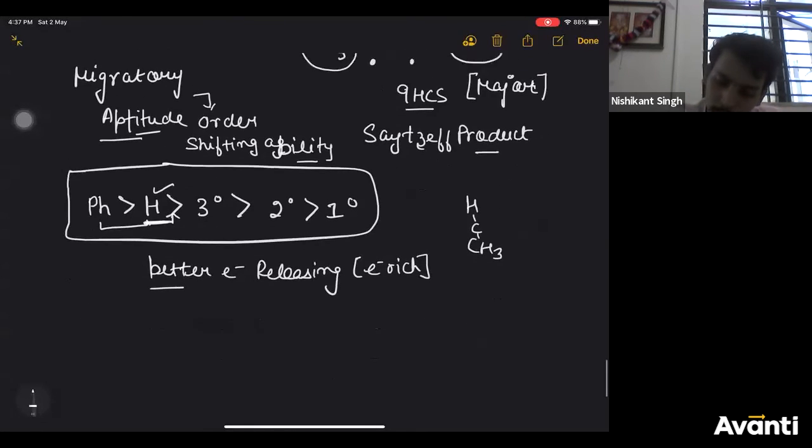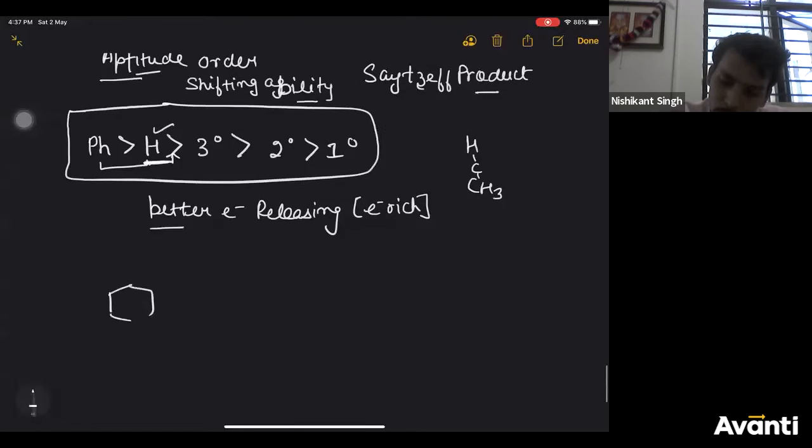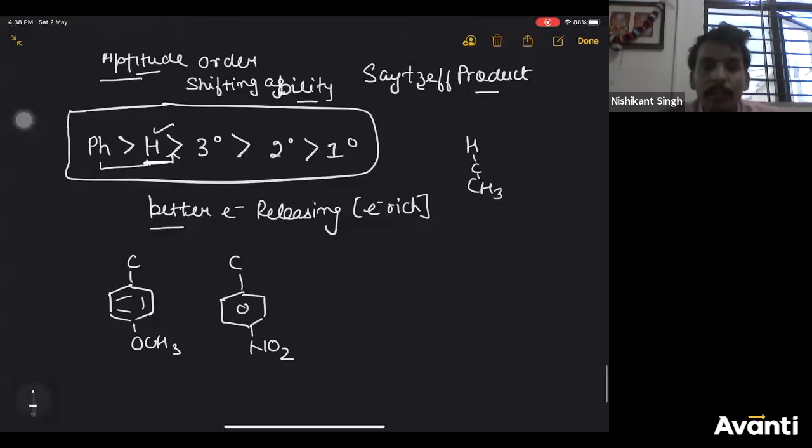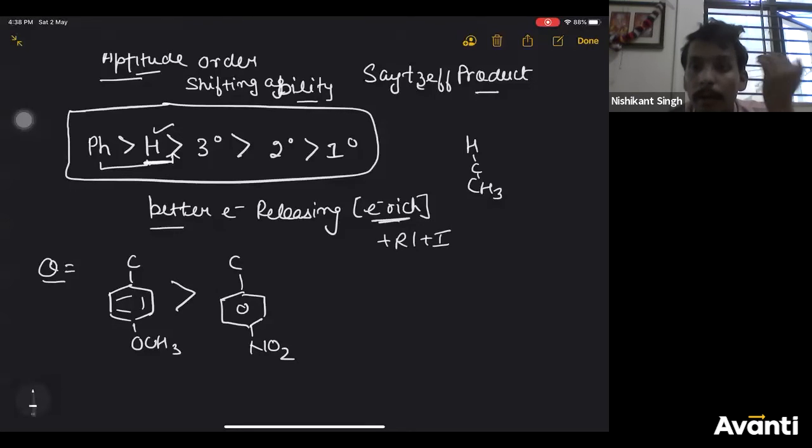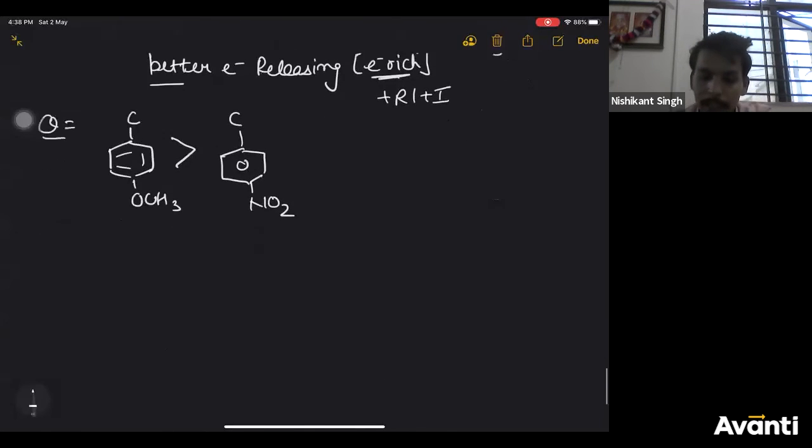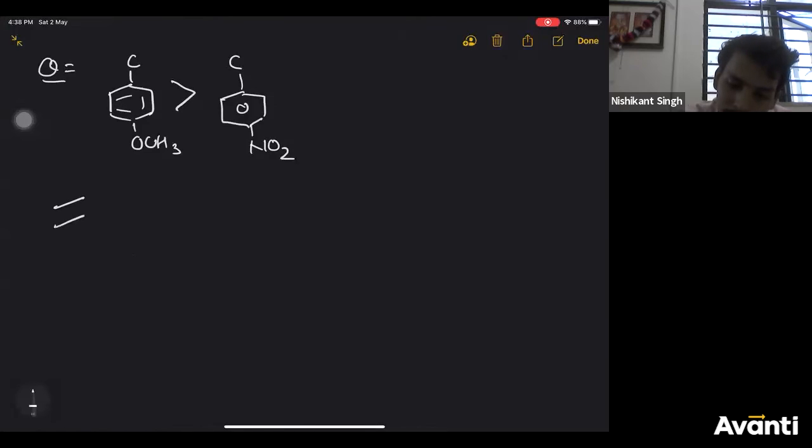For example, in aryl also, if carbon has these two groups: a benzene with OCH3 and a benzene group having NO2. Which will have more migratory aptitude? OCH3. So better electron rich, that means plus R and plus I groups, will have more tendency for migration. Now let us take the second type of rearrangement example, that is ring expansion.